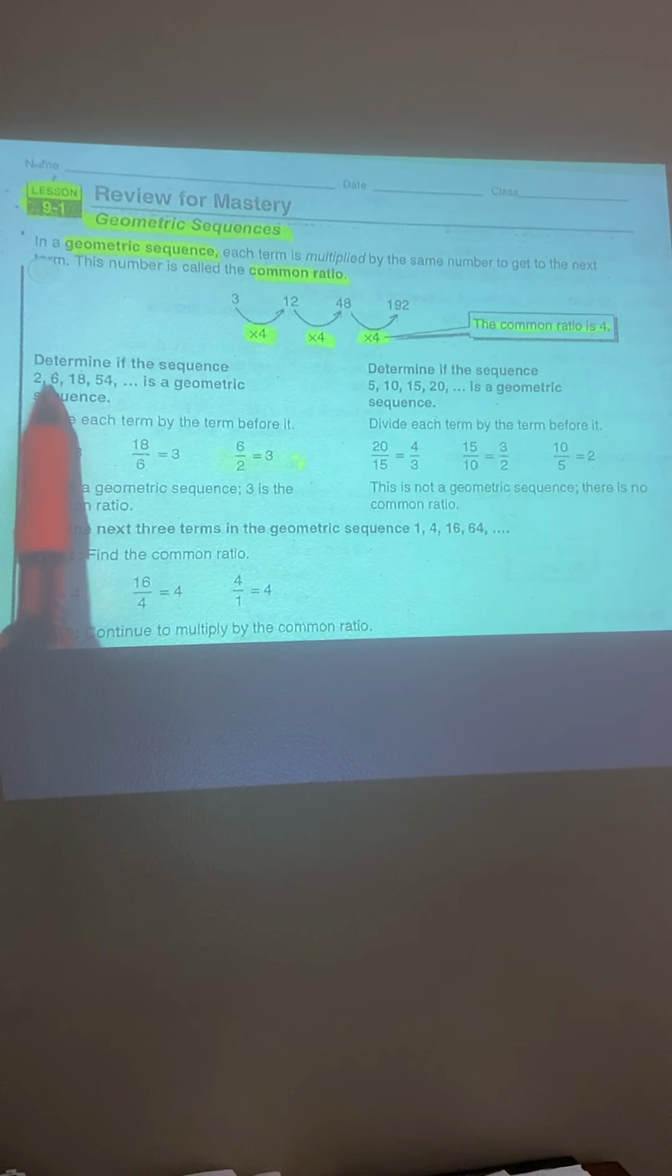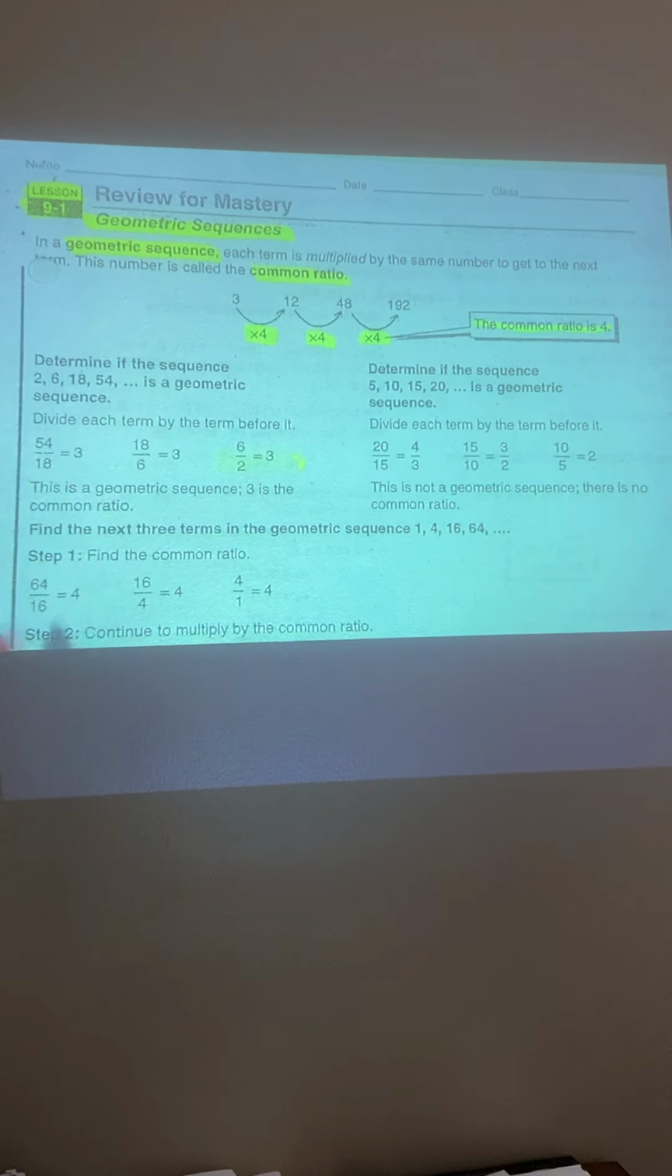Okay, if you look here, 2, 6, 18, 54, that's being multiplied by 3. If you don't know that and you're not sure, the way you can tell is you can say 6 divided by 2, that's 3. 18 divided by 6, that's 3. 54 divided by 18, that's 3. That's the way to check yourself to see if it's a common ratio.